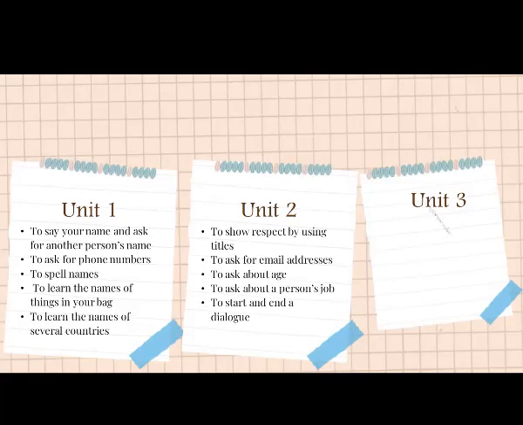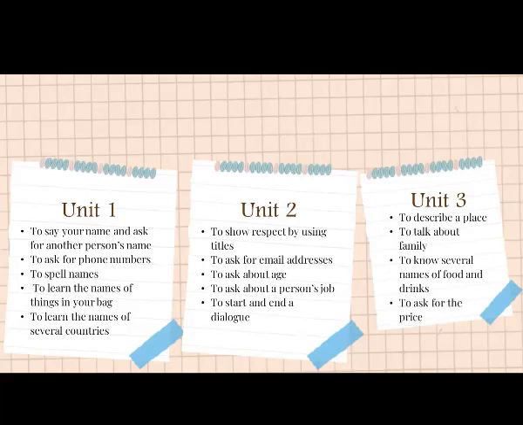By the end of Unit 3, you'll be able to describe a place, to talk about family, to know several names of food and drinks, and to ask for the price. So these are the objectives of level 1 of the English language course. So let's go back. Let's get started on our lesson 1.